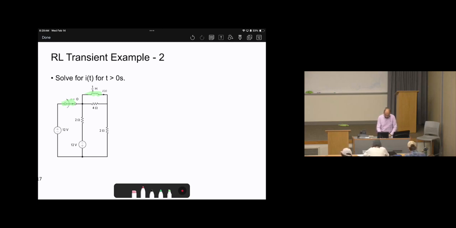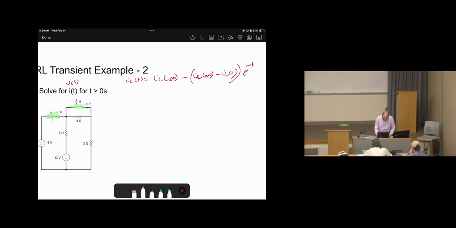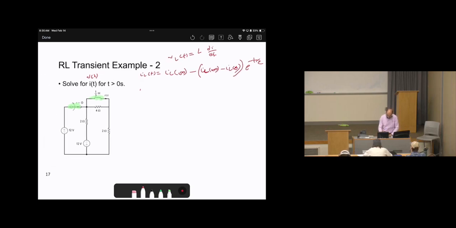In order to calculate IL of t, we can say IL of t equals IL of infinity plus IL of 0 minus IL of infinity, times e power negative t over tau, while if you need to calculate VL of t, it equals L di by dt. So we have 3 unknowns, then we need to do 3 steps. Step number 1, when t less than 0.